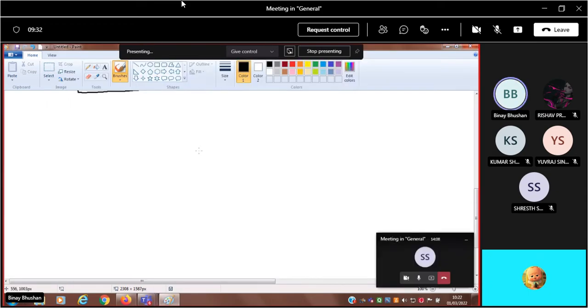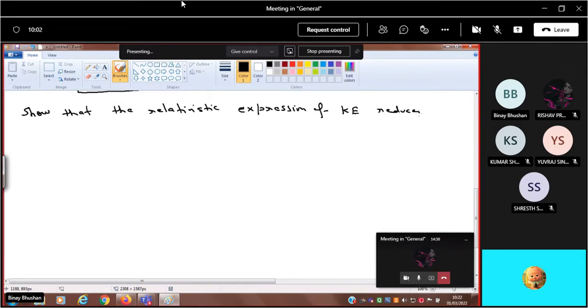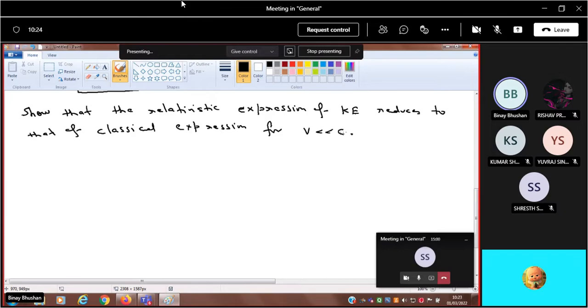A very important question from your examination point of view is: show that the relativistic expression of kinetic energy reduces to that of the classical expression for v very small as compared to c.